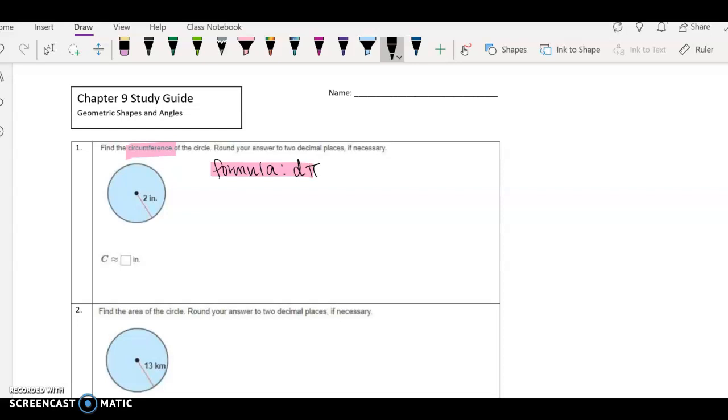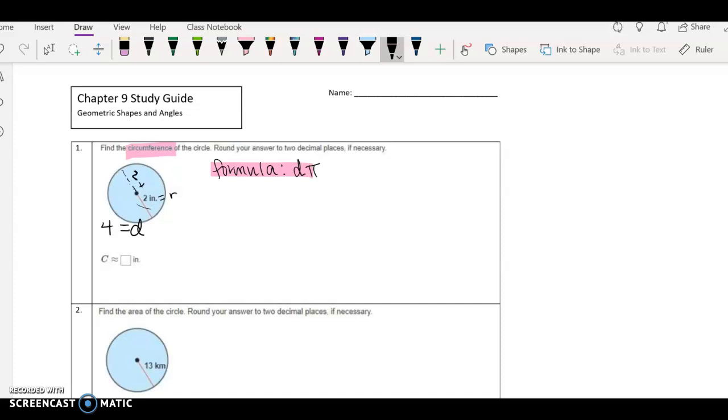So what we're going to do is find the diameter. So this is our radius. So going all the way across is our diameter. So if this is 2, then this half is 2. And we add them together, we get 2 plus 2, which gives us 4 for our diameter. Or you just take the radius times 2, and 2 times 2 is 4.